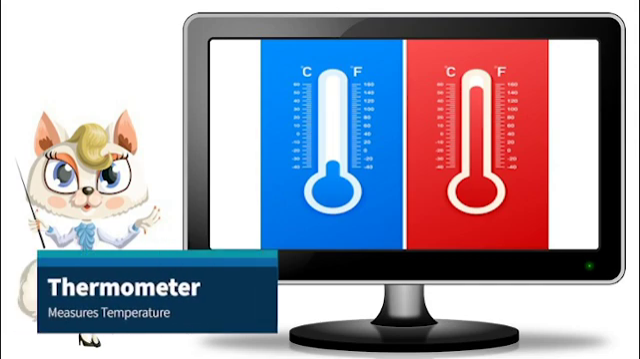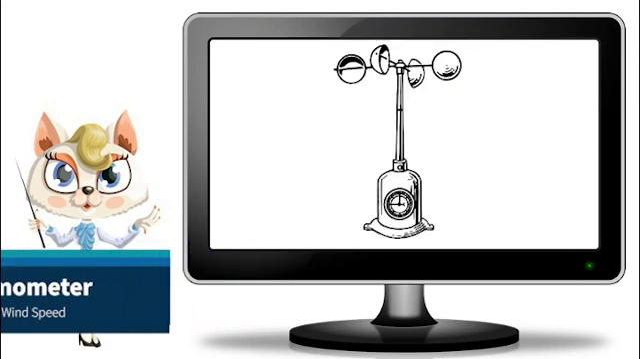So, can you measure the weather on your own? Well, of course you can. There are tons of additional resources that you can use to determine the weather type. For instance, you can use a thermometer. A thermometer is used to help measure the temperature outside.